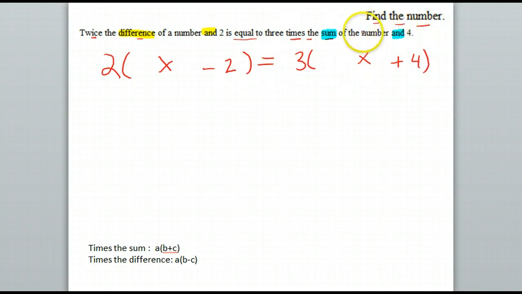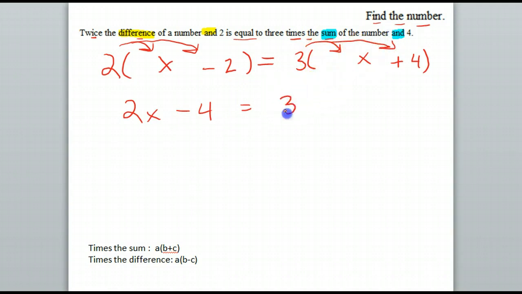Alright, it was right beside this. I moved it so I could get the translation down. Okay, so this is our equation. We were told to find the number, so we're actually going to solve this. So we need to distribute the 2 through on the left. We get a 2x. 2 times negative 2 is negative 4. Equals, on the right we also need to distribute since we got parentheses. 3 times x. 3 times a positive 4 is a positive 12.